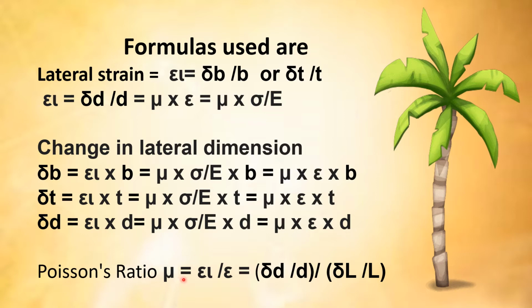Poisson's ratio mu is equal to lateral strain divided by linear strain, or it is equal to delta D upon D divided by lateral strain. I am substituting as delta D upon D divided by linear strain delta L upon L. So we can directly substitute this delta D upon D and delta L upon L and calculate mu.